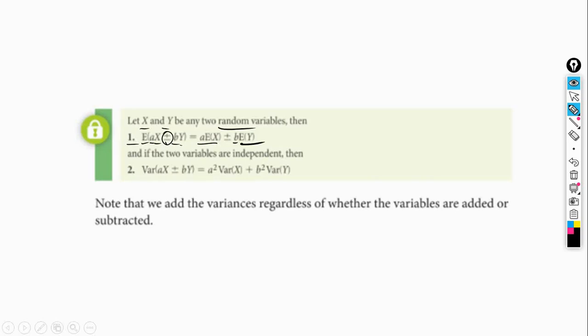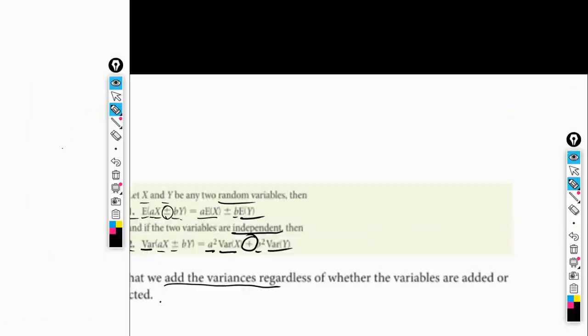And then, very importantly, if the two variables are independent, then the second property applies, and that is that the variance of ax plus or minus by is equal to a squared times the variance of x, and plus, always plus, b squared times the variance of y. So note that we add the variances regardless of whether the variables are added or subtracted.